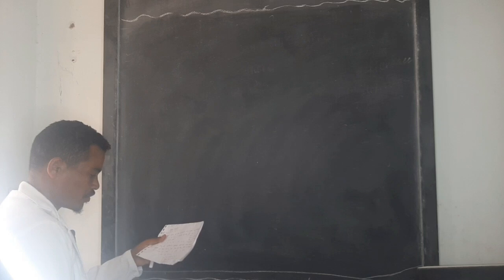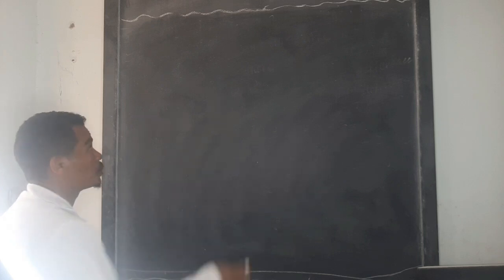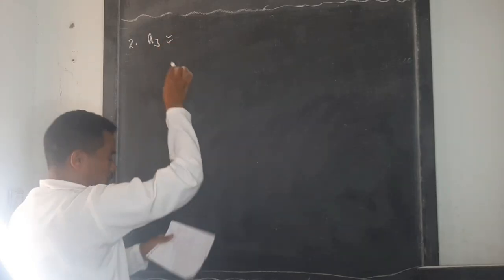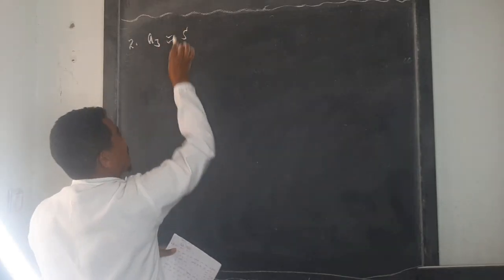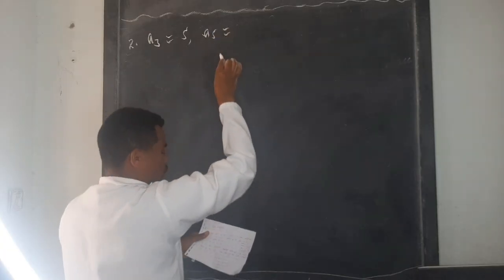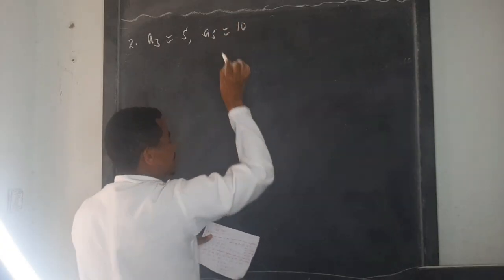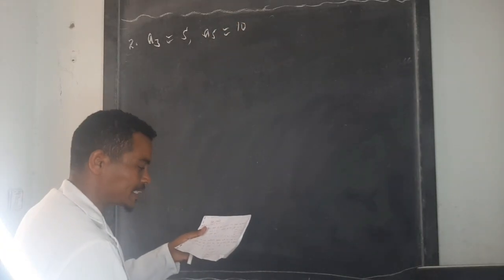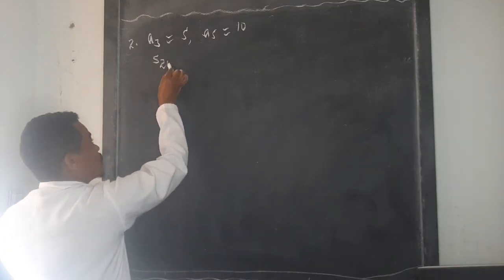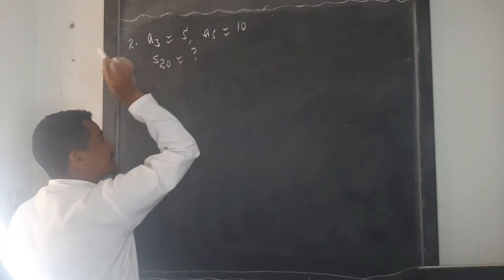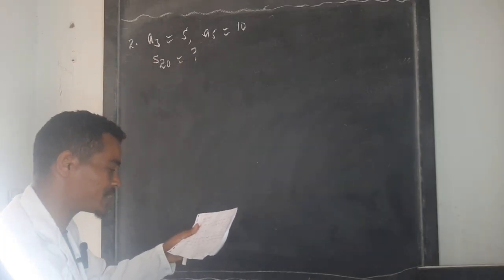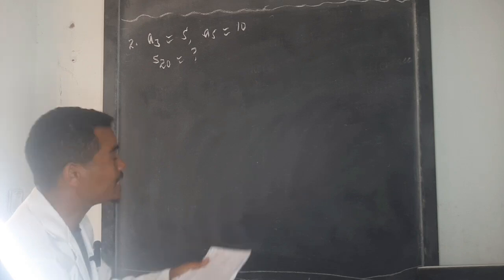Question number 2, okay? For the arithmetic sequence with A3, the third term, equal to 5 and A5 equal to 10, which of the following is the sum of the first 20 terms? That is, we are asked to find S20, the sum of the first 20 terms. A: 475, B: 495, C: 570, D: 950.